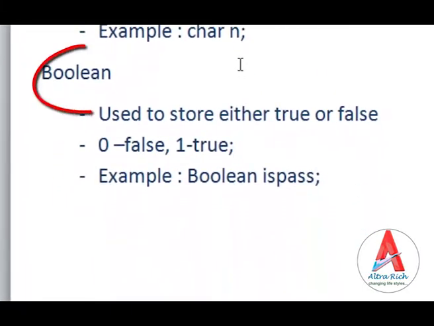Boolean. A Boolean data type is mainly used to store either true or false. The compiler has default values for Boolean. 0 is false and 1 is true. Here is an example of the Boolean data type.